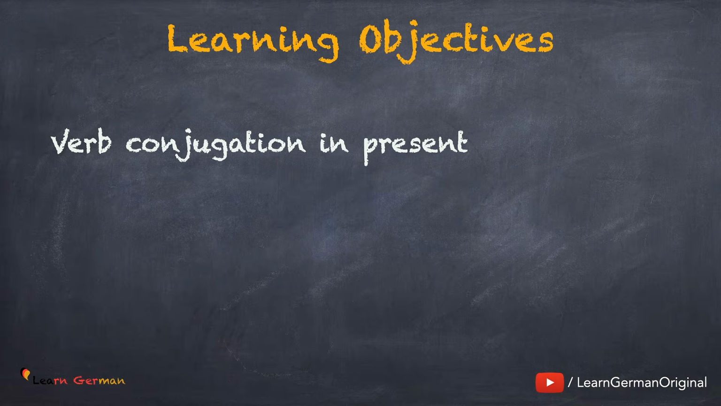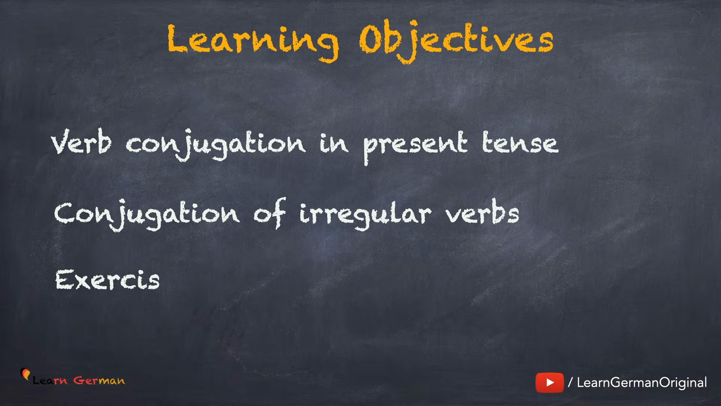Let's first look at the learning objectives. We will first learn the basic conjugation rules for an irregular verb in present tense. After that, we will conjugate a few irregular verbs and in the end do a small exercise.